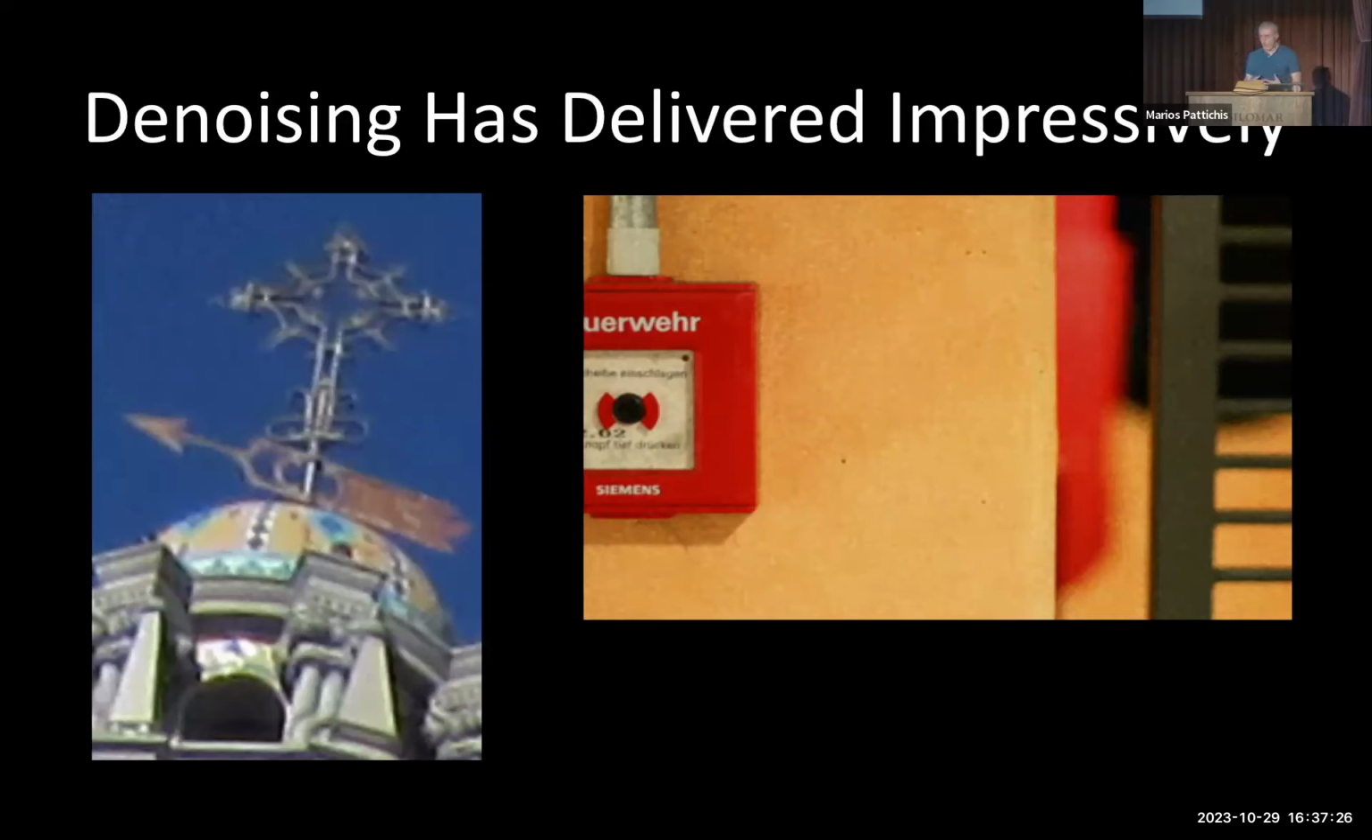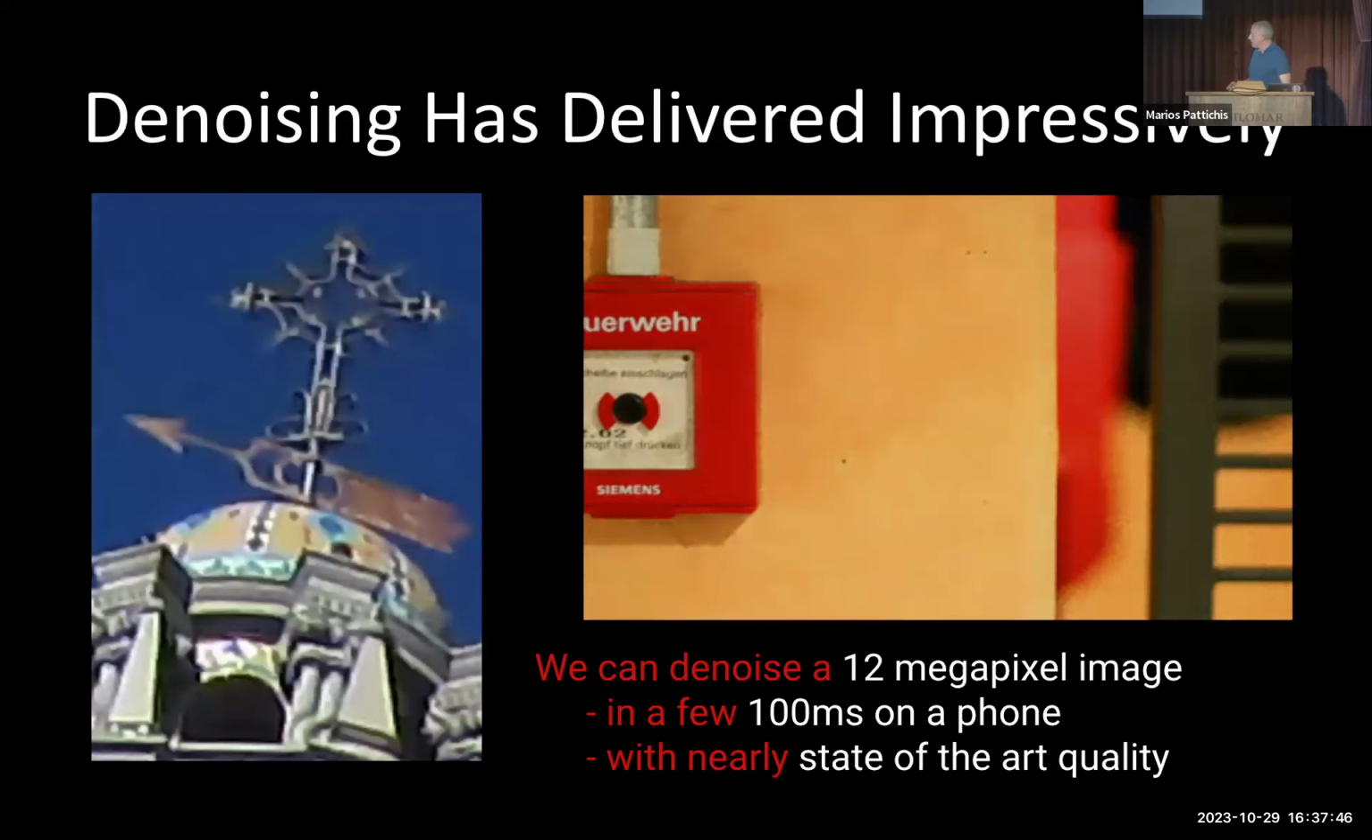Denoising has come a long way. It's produced really impressive results on device. Any mobile phone that you use, whether it's an iPhone or Pixel or Samsung or whatever it is, has this as one of the very core features that you're using every day, every time you take a picture. And it's quite amazing what you can do. A typical size of an image coming out of a mobile phone is about 12 megapixels now. You can, in a few hundred milliseconds on a device, get near state-of-the-art quality. So it's kind of amazing if you think about what you can do.